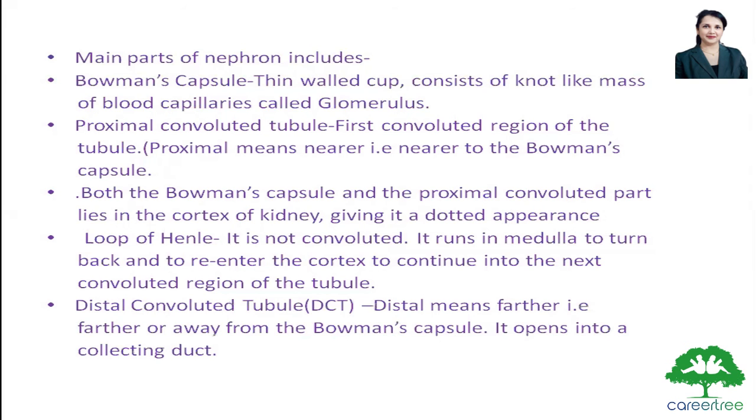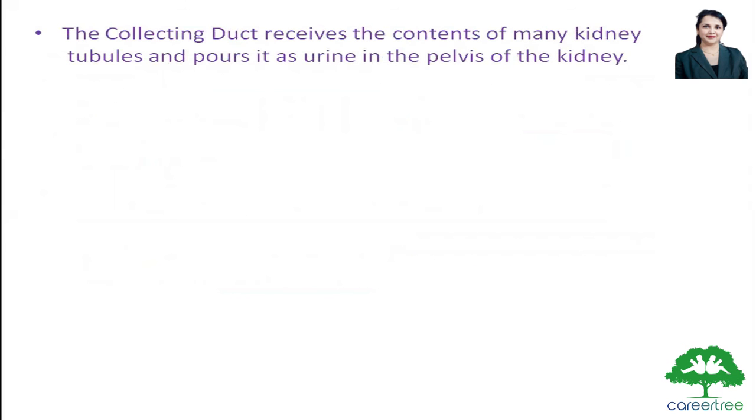Distal convoluted tubule or DCT. Distal means farther, that is, farther or away from the Bowman's capsule. It opens into a collecting duct. The collecting duct receives the contents of many kidney tubules and pours it as urine into the pelvis of the kidney.